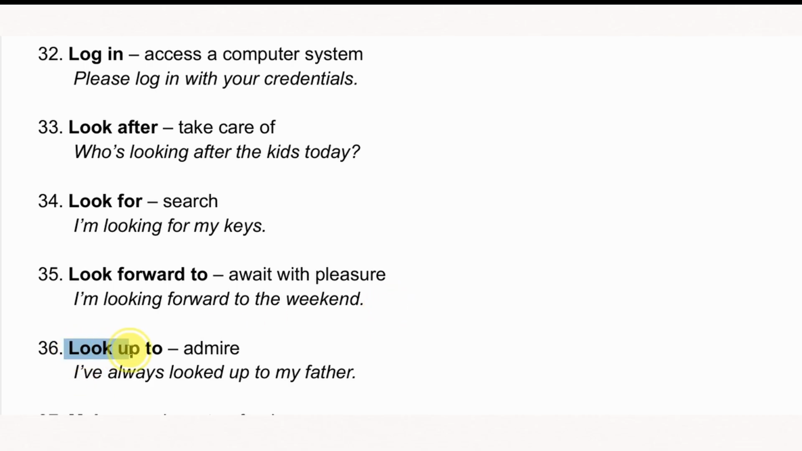36. Look up to. To look up to someone, this is to admire. For example, I've always looked up to my father. Means I've always admired my father. To look up to someone, this is to admire someone.